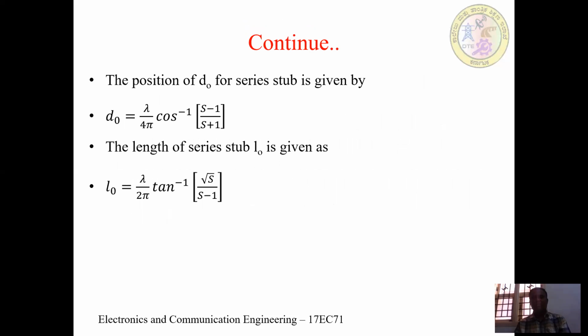Now the position D naught for a series stub is given by D naught equal to lambda by 4 pi cos inverse of S minus 1 divided by S plus 1. The length of the series stub L naught is given by L naught equal to lambda by 2 pi tan inverse of root S divided by S minus 1. So it is expressed in terms of S.